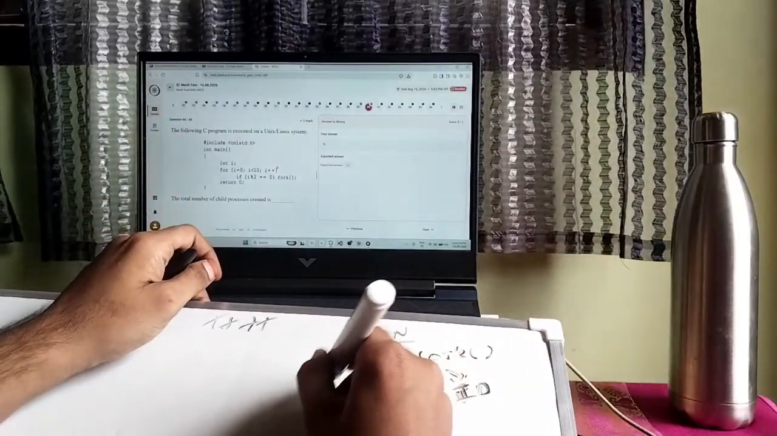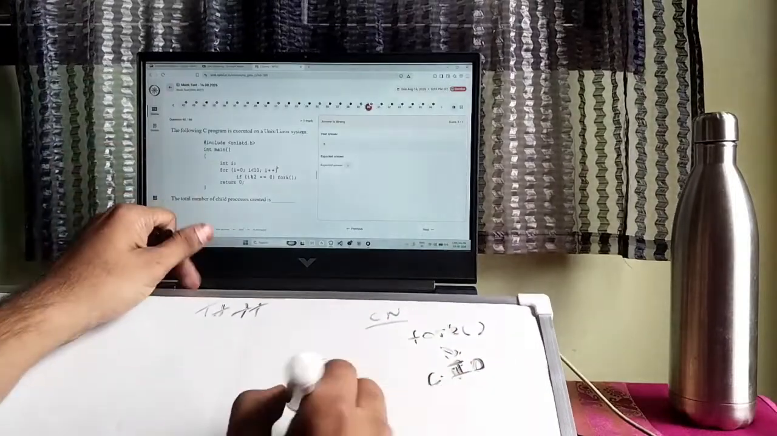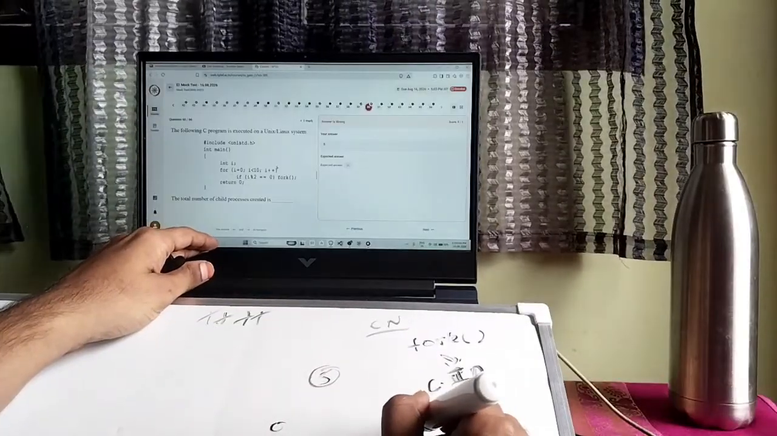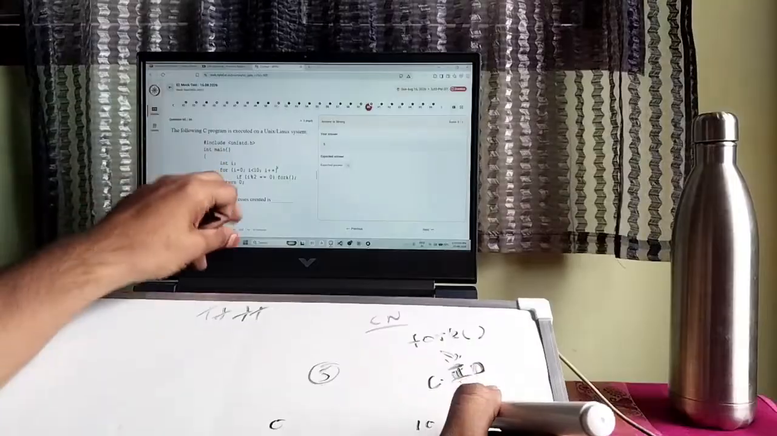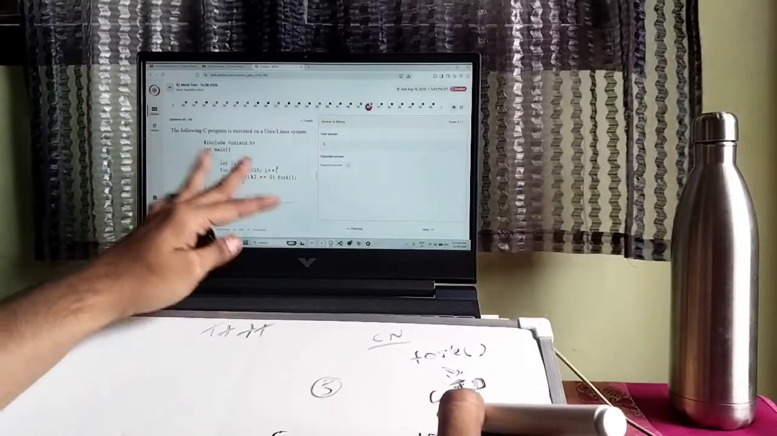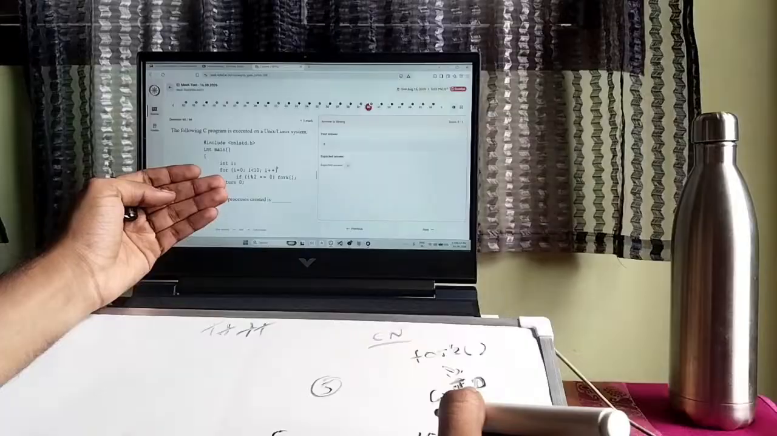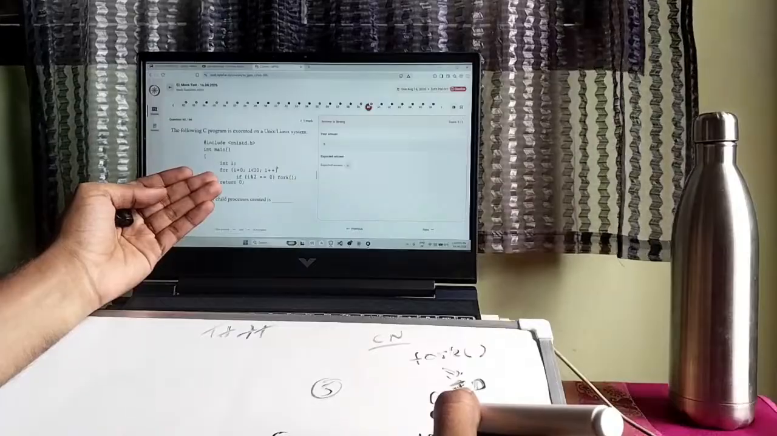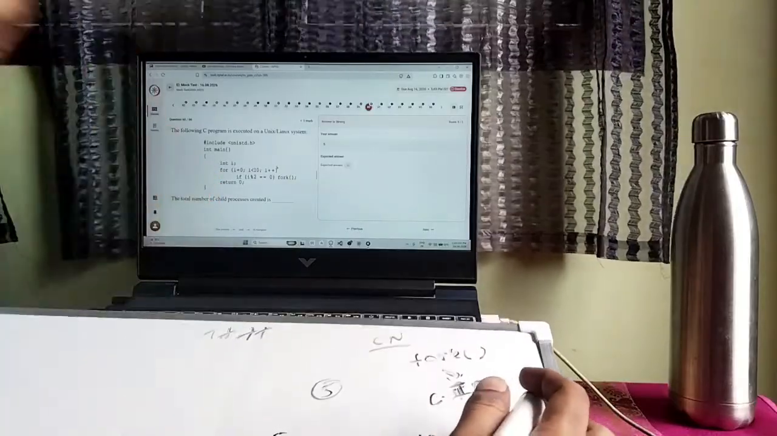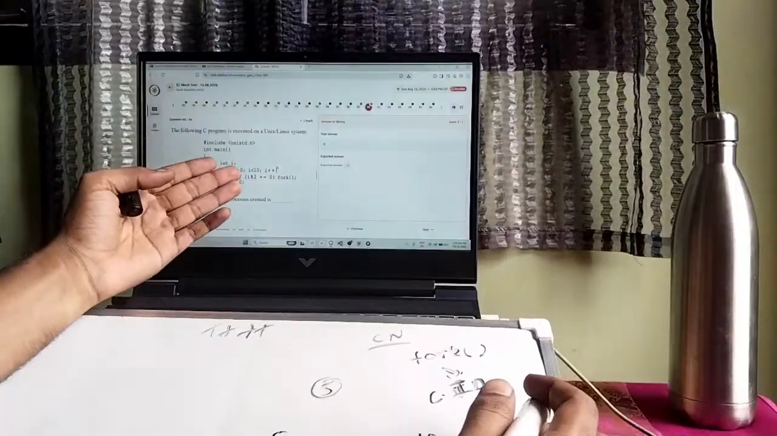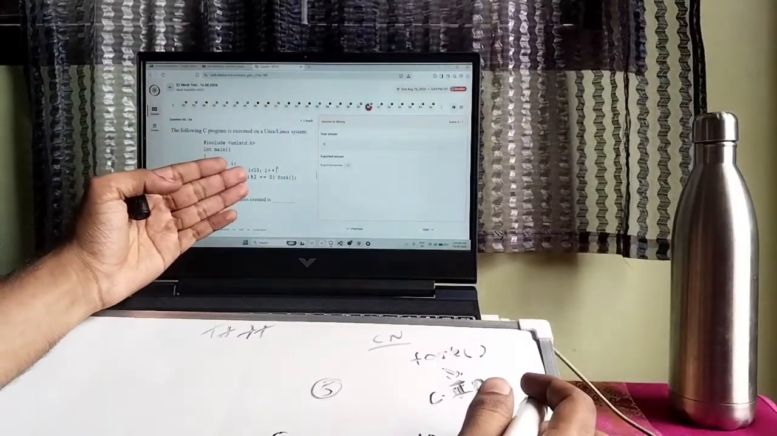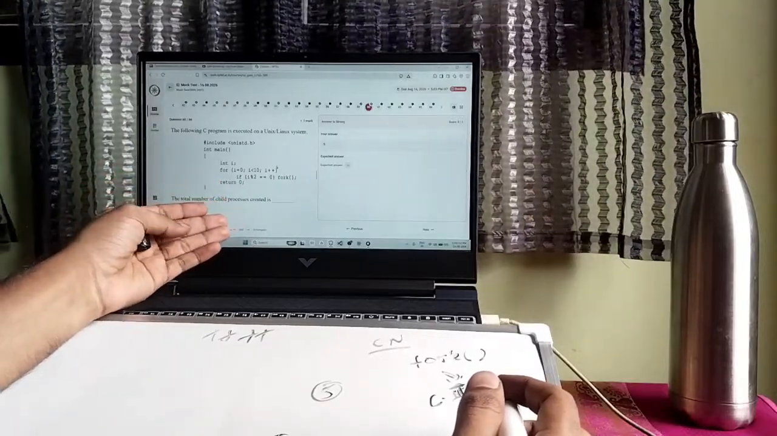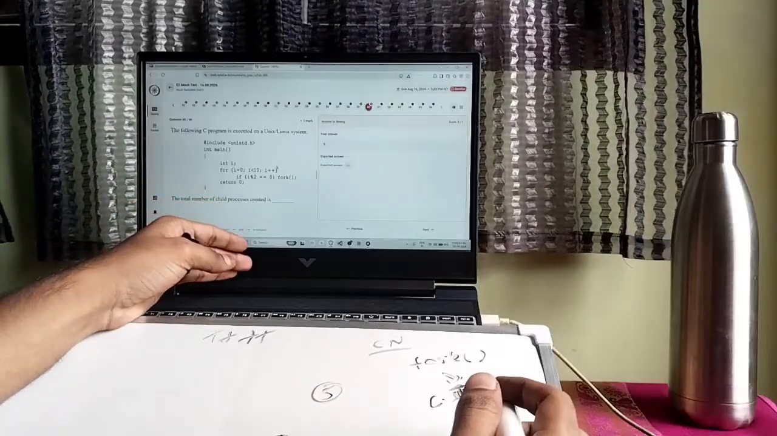Let me say how I marked the answer as 5. The loop is running from 0 to 10. You have to check whether it is incrementing or not. Sometimes they won't give the updating condition. I have seen some questions like that. In that case we don't need to do everything, we just need to write the final answer.